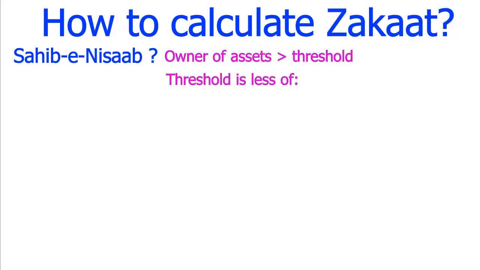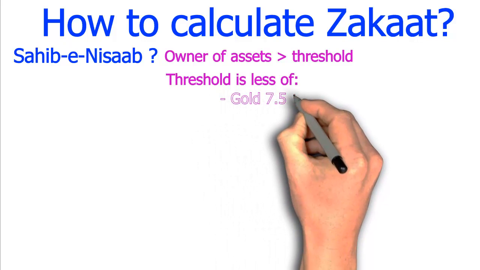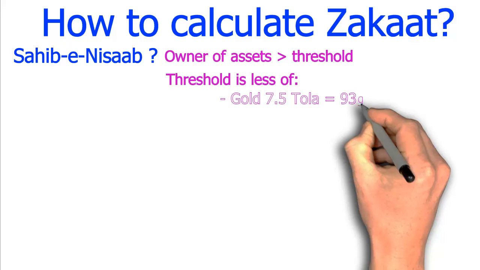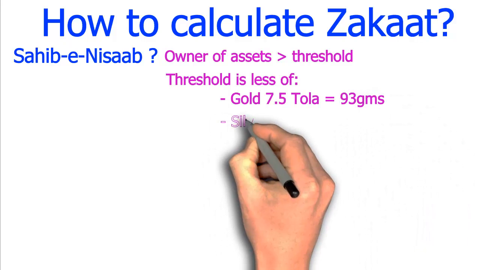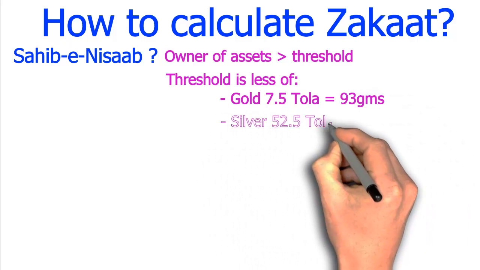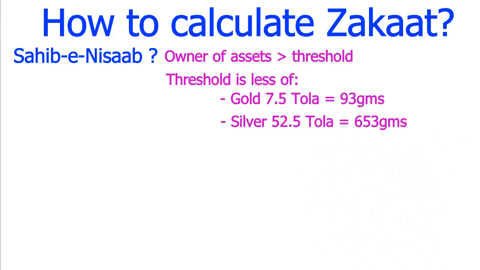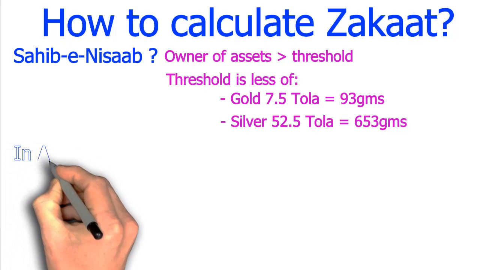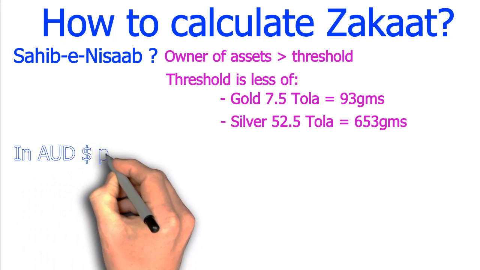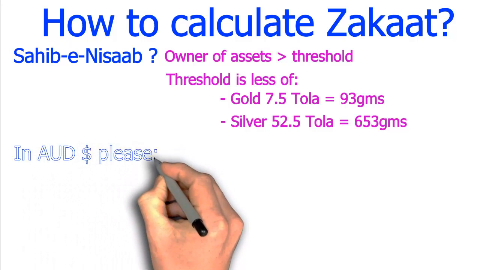And what's that threshold? Well, it's the lower of these two. If you've got the equivalent of gold of 7.5 tole, which is 93 grams, or you've got the equivalent of silver at 52.5 tole, which is 653 grams. If you've got any of those, then you're sahib nisab, and you must therefore pay zakat. But 93 grams of gold or 653 grams of silver doesn't really make sense to me. I need this in Australian dollars. I need to understand exactly what I need to have to pay zakat.